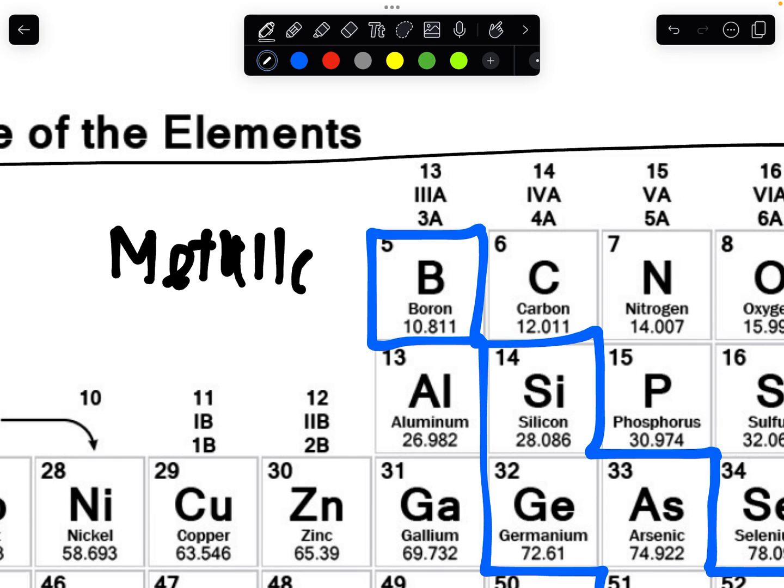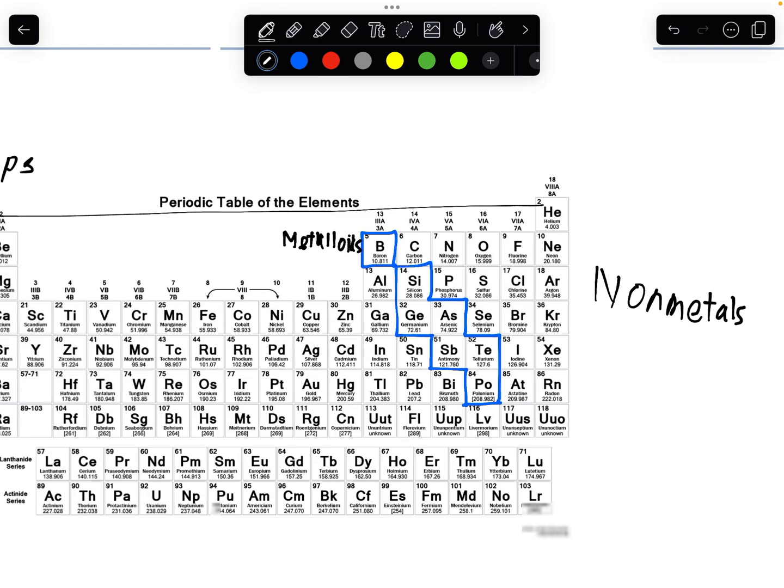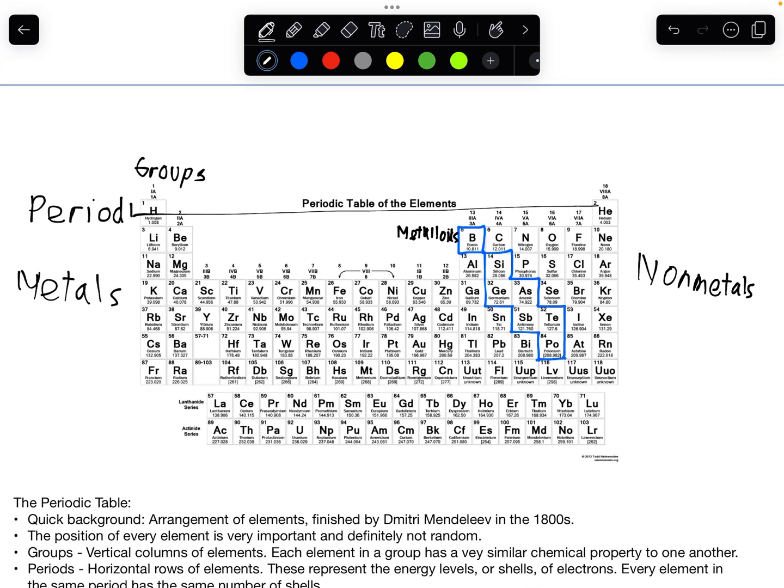Metalloids. So what are metals, nonmetals, and metalloids?